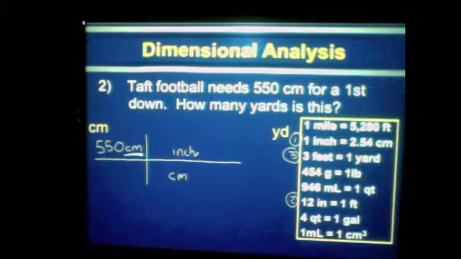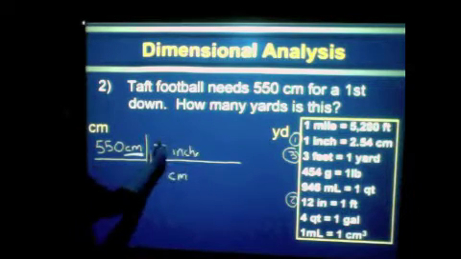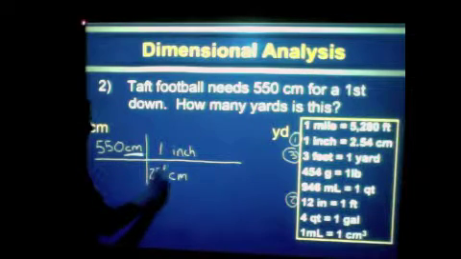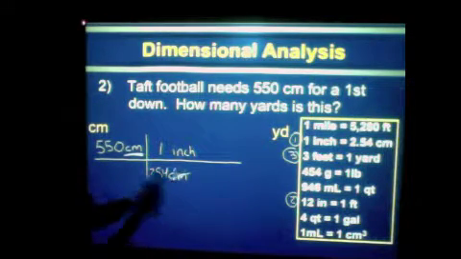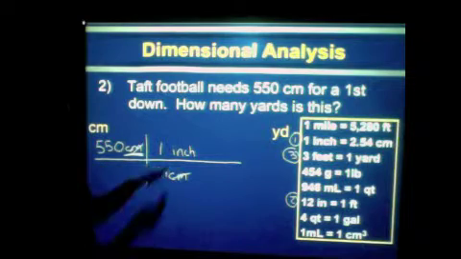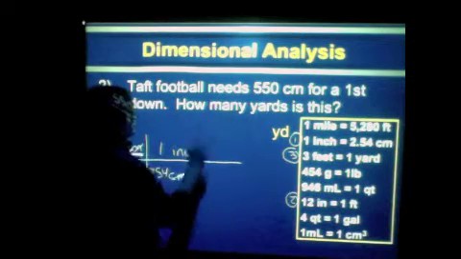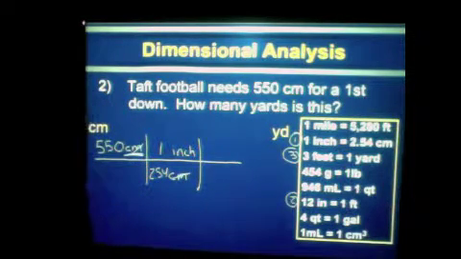So we're going to put inches on top. Now that we've got that plugged in, let's put the numbers in. So inches is going to be 1. Centimeters is going to be 2.54. The centimeters cancel. We are now at inches. Is that our final destination? No, we are trying to get to yards.